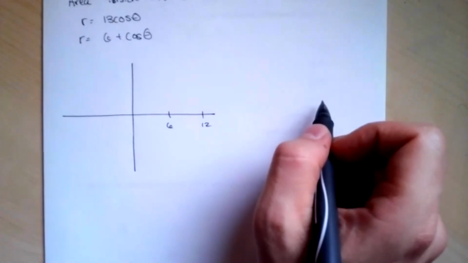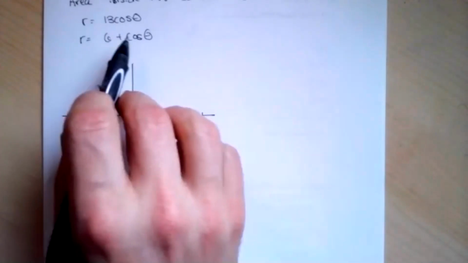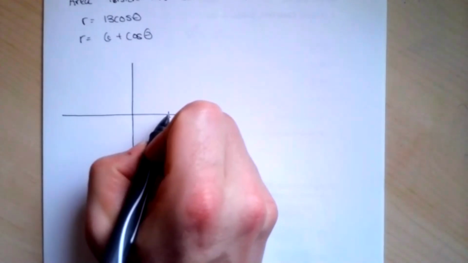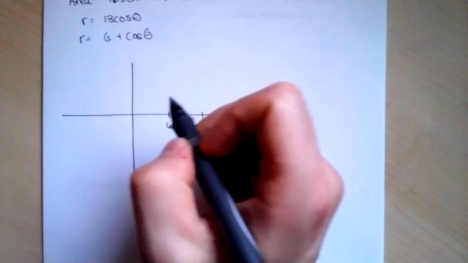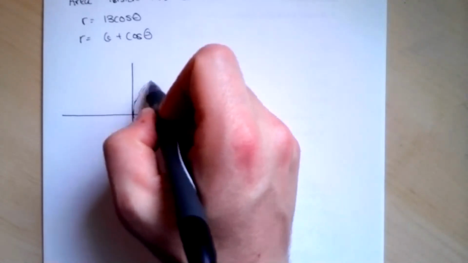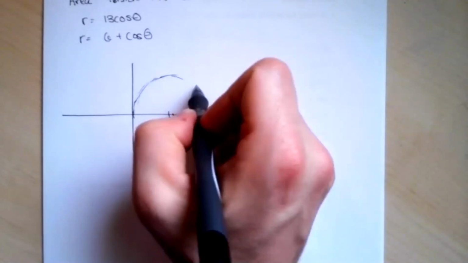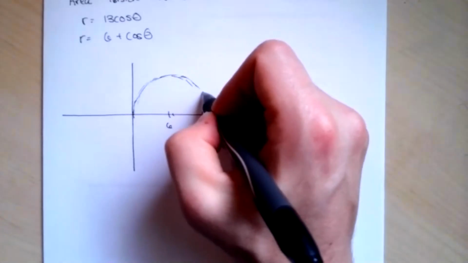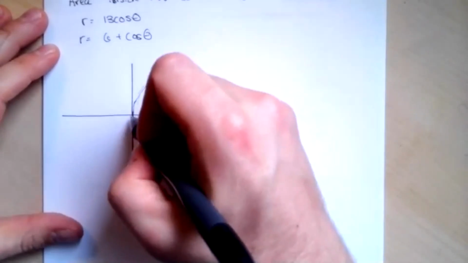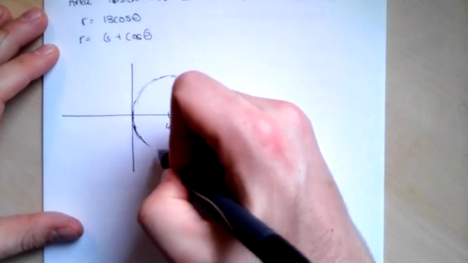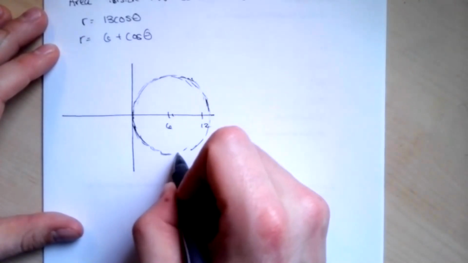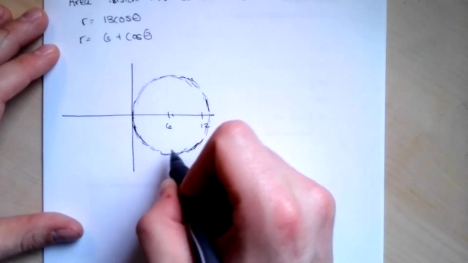So 13 cosine theta. Radius is going to start out at 13. And then there's going to be a circle. So we've graphed these in class. You should be able to recognize the graphs of r equals cosine theta, or r equals sine theta times some scalar multiple. Those are going to be circles.